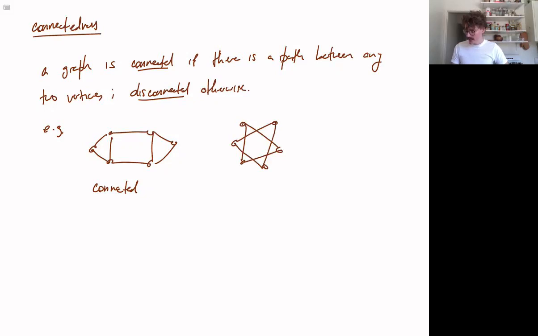On the other hand, something like this graph is disconnected because, for example, there is no path between these vertices A and B. For example, starting from A, the only place you can get is these other two vertices. You cannot get to B by any sequence of edges. So this graph is disconnected.